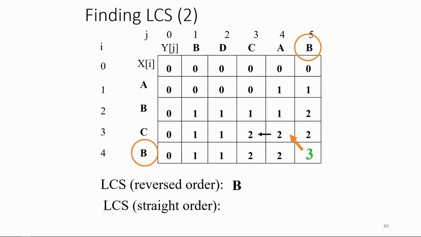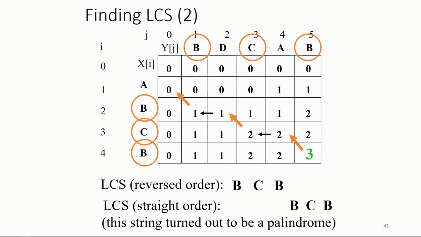At this point there was no match, but at this point there was again a match. That means C should be in LCS. No match, again there was a match, and the character B should be in LCS. So this is our result.